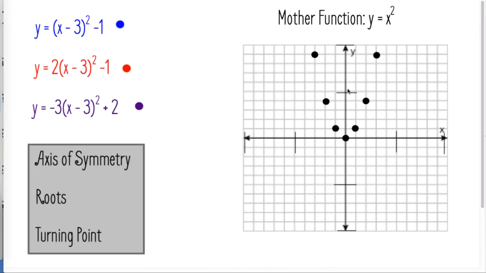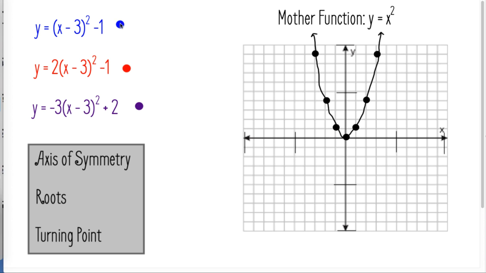All right, so let's make some babies from this mother function. So here we have y equals x squared, and it's written here in black. And I will do my best to connect the dots and make it look like a parabola. All right, so Mama's going to have a baby, and she's going to name him Blue, or her, or it. So this is x minus 3 squared minus 1. Now this is what you're working on in your stained glass projects.